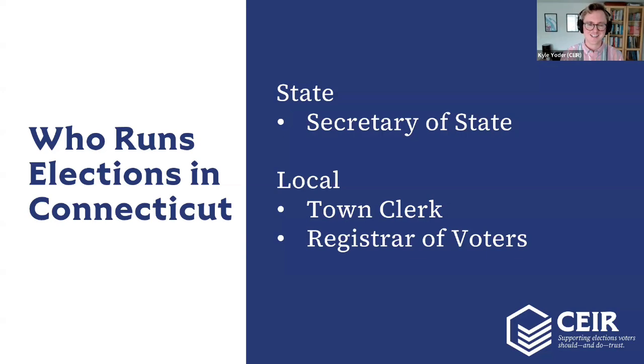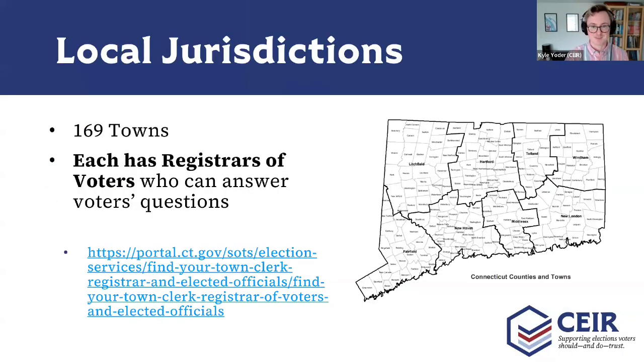So who runs elections in Connecticut? At the state level, we have the Secretary of State's office, and at the local level, each one of the 169 municipalities has their own town clerk and registrar of voters who are taking responsibilities for elections in their particular municipality. And to drive that number home, there are 169 municipalities within the state of Connecticut.